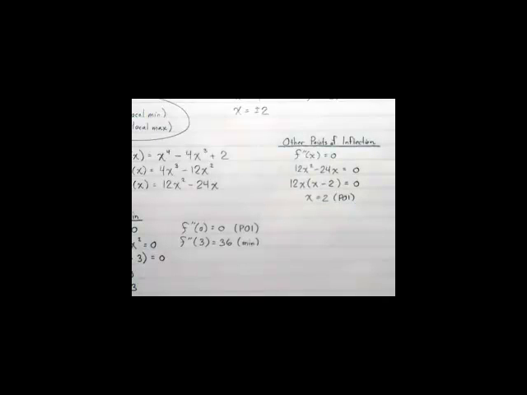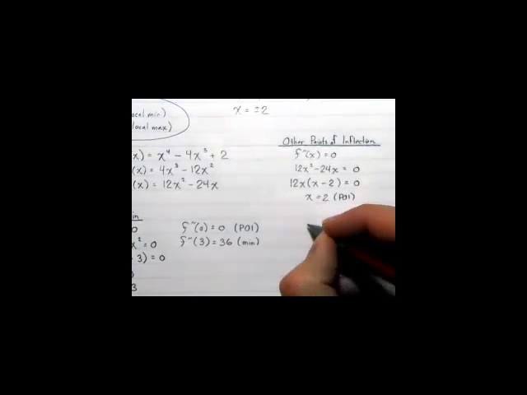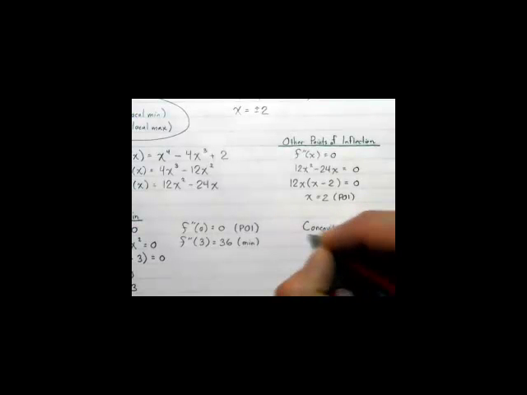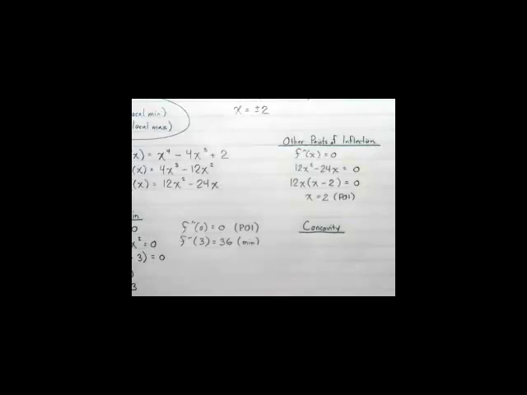So we have 2 points of inflection on this graph, at 0 and at 2. And apparently we have just one minimum at 3. And that's it. Okay? So, let's check for some concavity then.